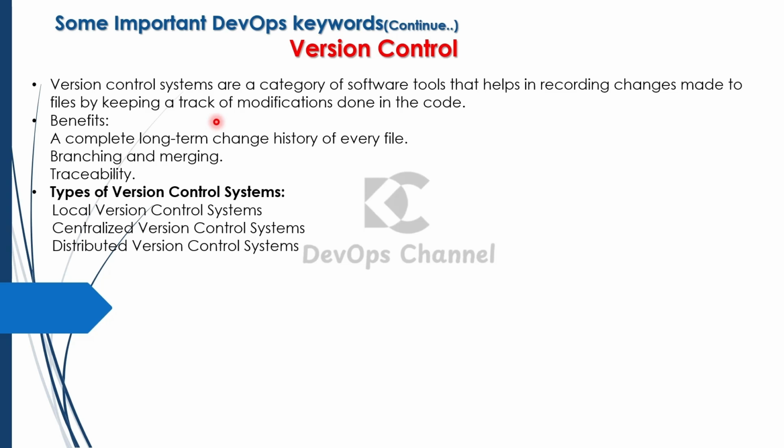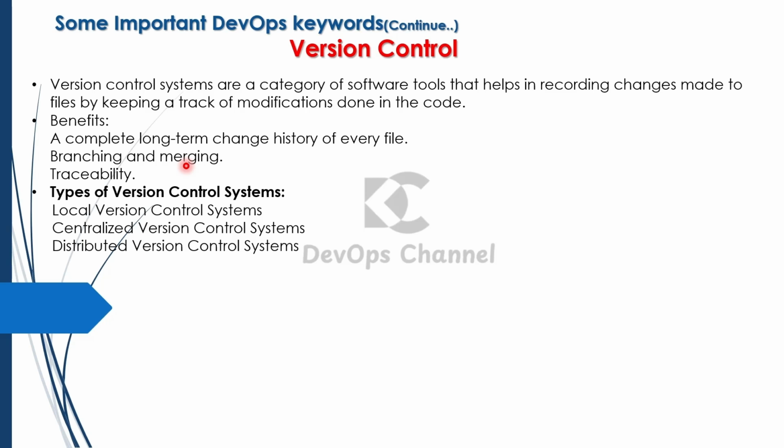Now what are the benefits of it? A complete long-term change history of every file, which consists of the author's email, and also the time and date of the change, right? Also branching and merging. It is not necessary that every developer will be working on the same branch. They might be working on different features and different branches. Now they need to merge them to the main line, so version control also provides the feature for merging.